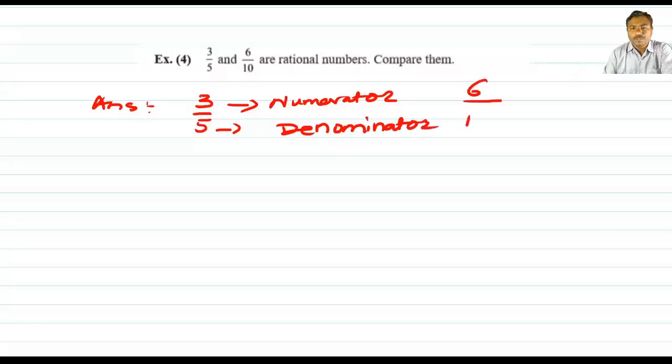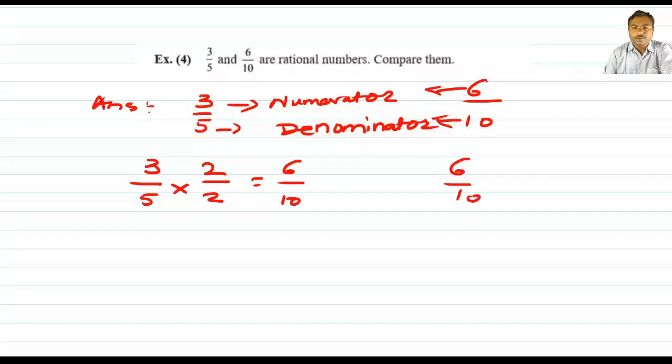Also 6 upon 10, 6 is the numerator and 10 is the denominator. 3 upon 5 is multiplied by 2, so 3 and 5 are both multiplied by 2. 3 2s are 6 and 5 2s are 10. Here is the 6 upon 10. Both are the same. Therefore, 6 by 10 is equal to 6 by 10. Therefore, we can say that 3 upon 5 is equal to 6 upon 10. These are equivalent rational numbers.